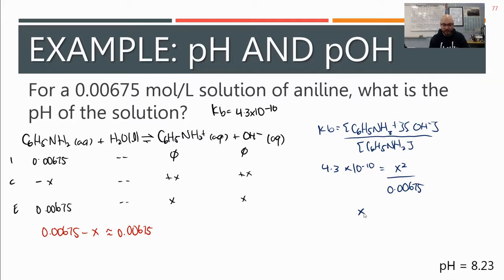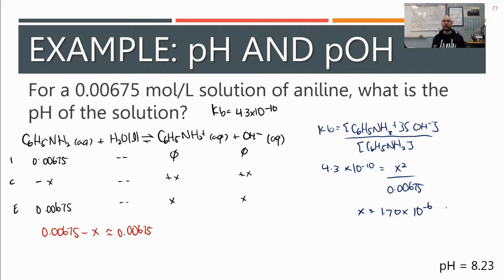So 4.3 times 10 to the negative 10, I'll put that into my calculator, multiply by 0.00675. So now I've got x squared is equal to 2.90. So I'm going to square root my answer, and I get x is equal to 1.70 times 10 to the negative 6.